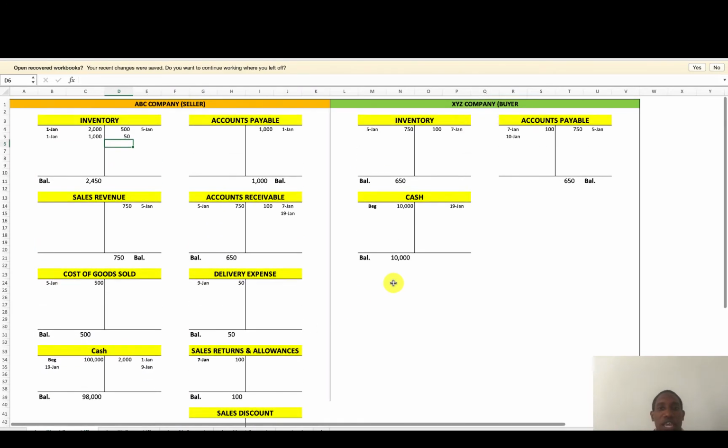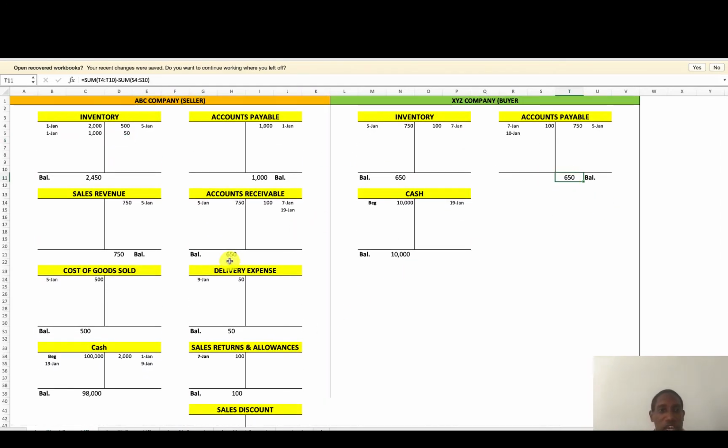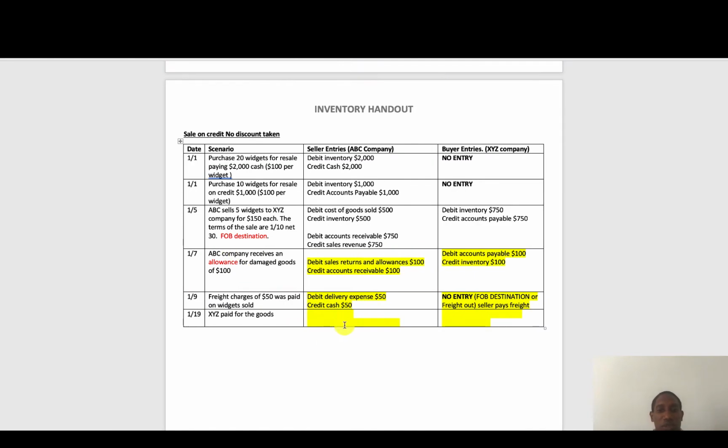So we go and we look at accounts payable. We owe $650. Accounts receivable here says $650, so it's just the full price of the 5 widgets minus the allowance, right? The full price of the 5 widgets for $750 minus the allowance. So we owe $650. So we're going to pay cash of $650, and it's going to clear the payable. They're going to receive cash of $650, and that's going to clear the receivable, right? So ABC company is going to receive cash of $650, and they're going to reduce the receivable for $650. XYZ is going to pay cash of $650, and they're going to clear the payable for $650, and that's it.